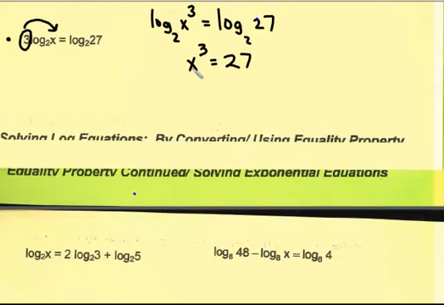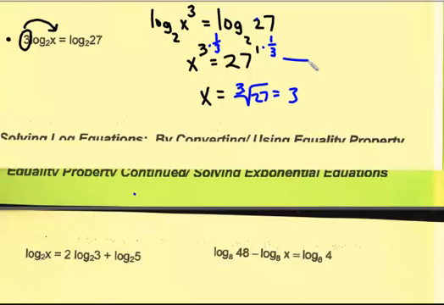Remember from the exponent unit that I am solving for x. This is x cubed, so I can raise both sides of the equation to the power of 1 over 3. On the left-hand side, we're just left with x. On the right-hand side, we're left with the cube root of 27. And the cube root of 27 is 3. Another way I can look at it is x cubed is equal to 27. I can raise 3 to the third power to equal 27. So x has to equal 3.